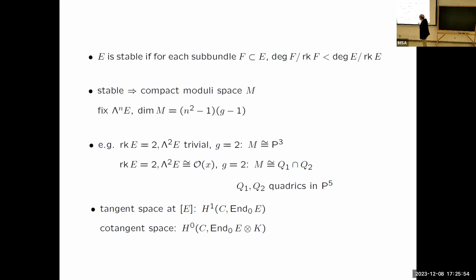A holomorphic bundle on this curve is stable if for each subbundle F the slope, as it's called, the degree of F divided by its rank, is less than the slope of E itself. When you have stable bundles, then there's a nice compact moduli space whose dimension is given by this. If we fix the top exterior power, this is the dimension.